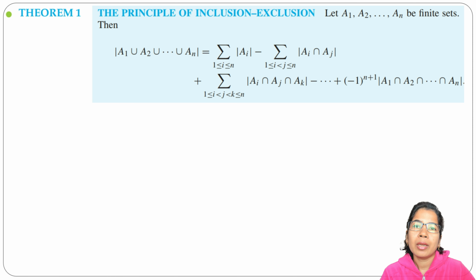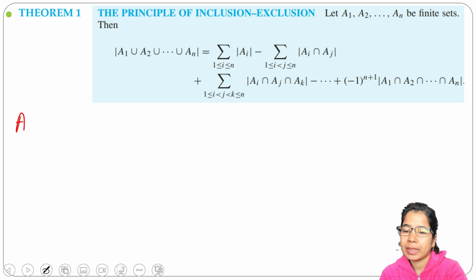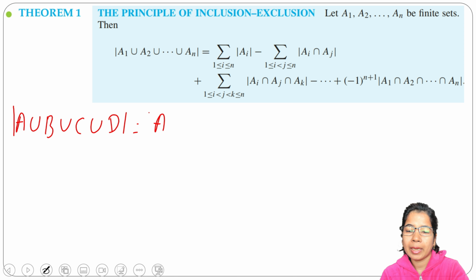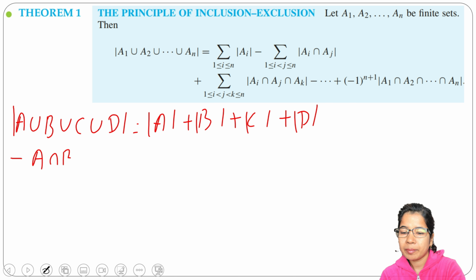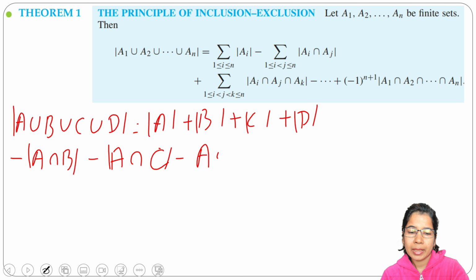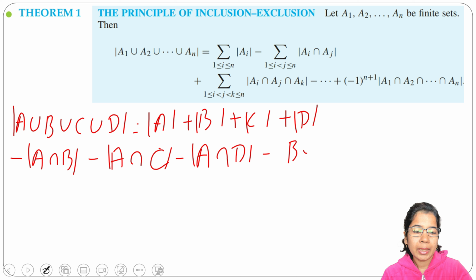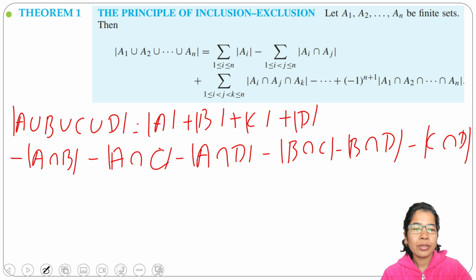So let me write the formula for 4 sets. Let's say we have 4 sets A, B, C, D. So A union B union C union D is A cardinality plus B cardinality plus C cardinality plus D cardinality, the addition of all single sets, minus A intersection B minus A intersection C minus A intersection D minus B intersection C minus B intersection D minus C intersection D. So minus all the 2-set intersections. Next we'll do plus, right?